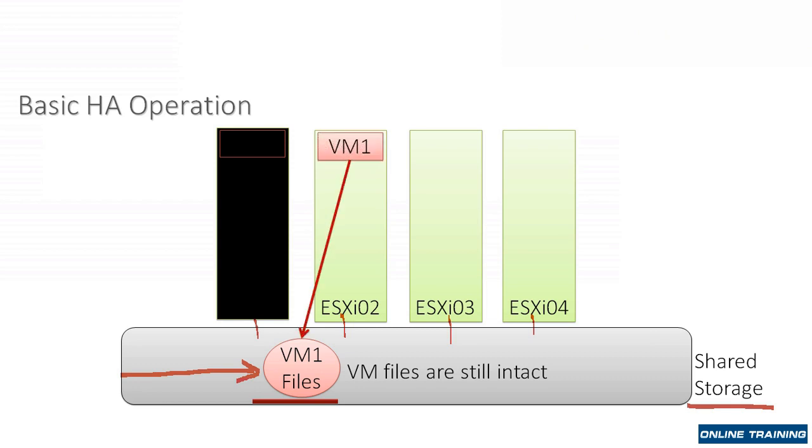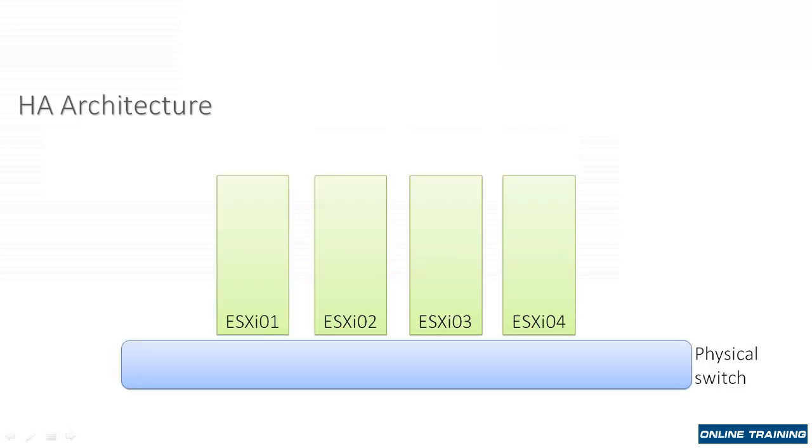And those files can be used to boot up another instance of that virtual machine on some other ESXi host. That's how high availability works. When host 1 fails, one of hosts 2, 3 or 4 is going to be a master host, and that host is going to recognize that host 1 is down. Let's take all the VMs that were running on that host, leverage their files, which are still intact, and start booting up all those VMs on the surviving hosts within that cluster.